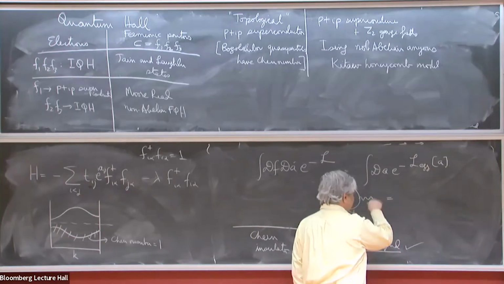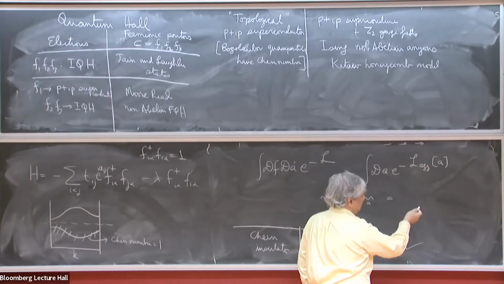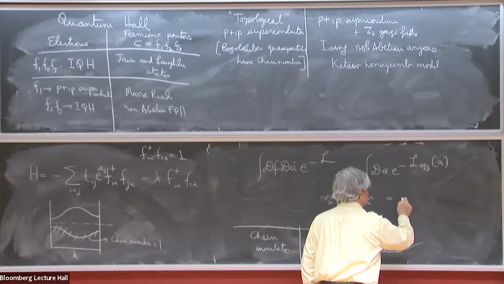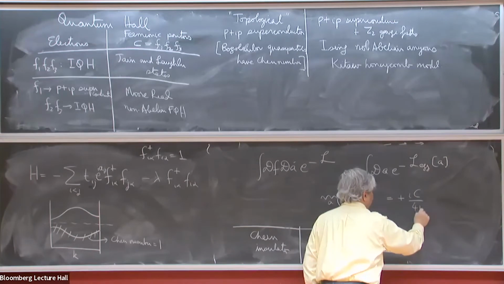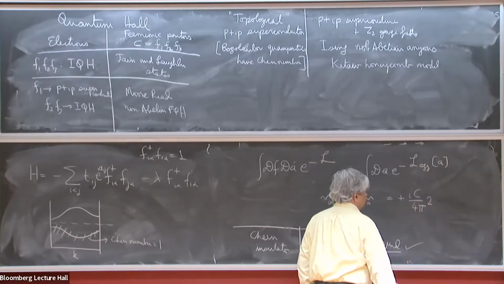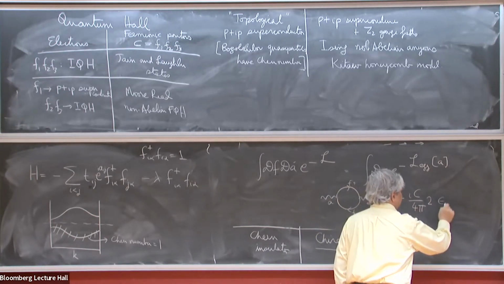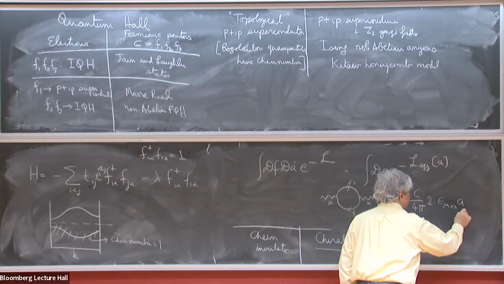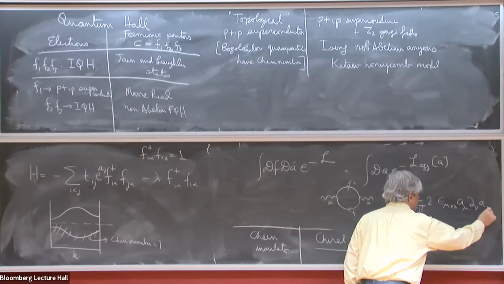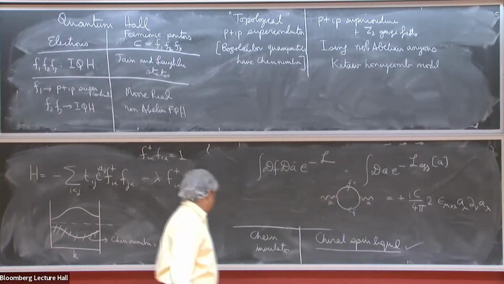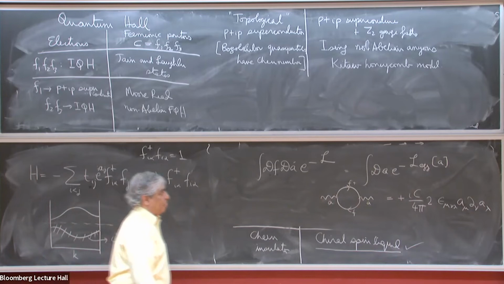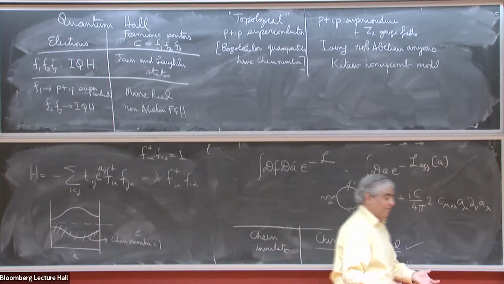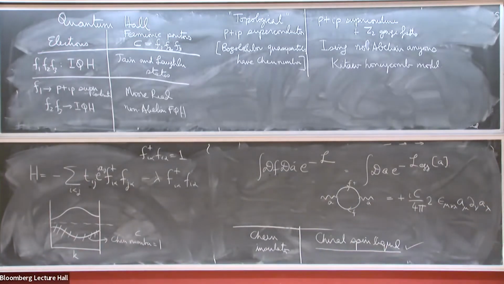This gives you at leading order a Chern-Simons term. The coefficient of the Chern-Simons term is i times the Chern number over 4 pi, times a factor of 2 for spin, times epsilon mu nu lambda A mu d nu A lambda. So because of the Chern number C of the fermions, you end up getting a Chern-Simons term for the gauge field.